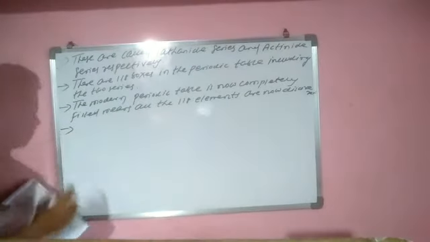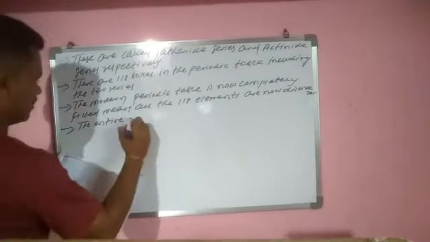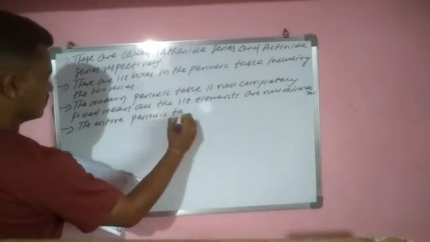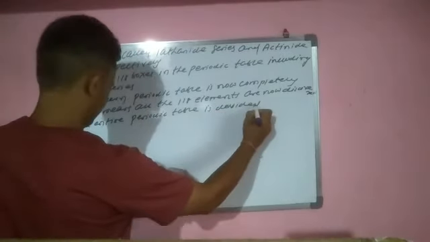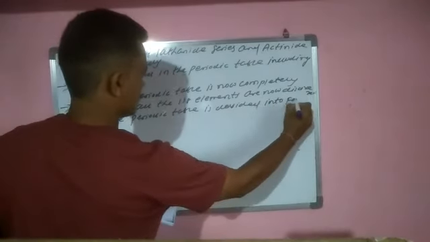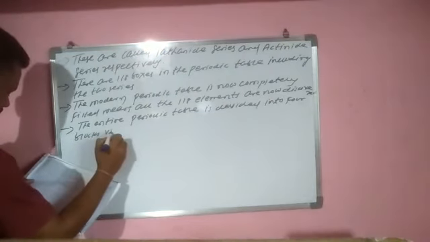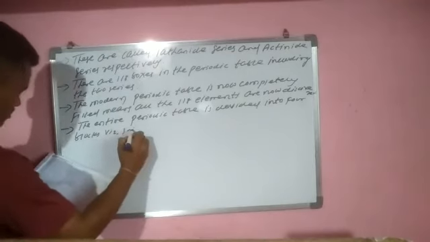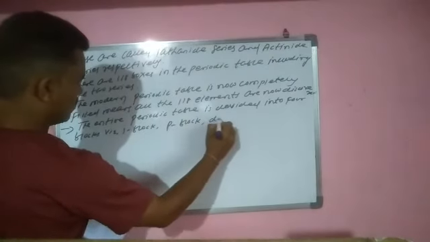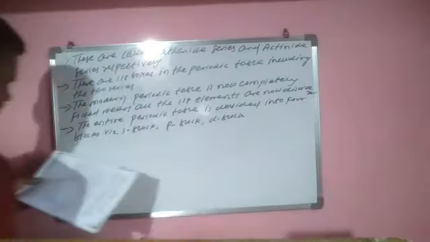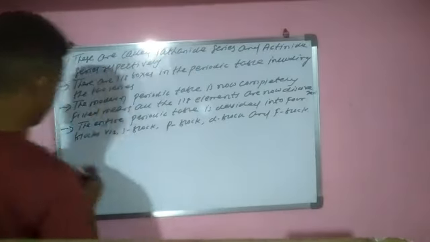The entire periodic table is divided into 4 blocks: S block, P block, D block, and F block. Next point.